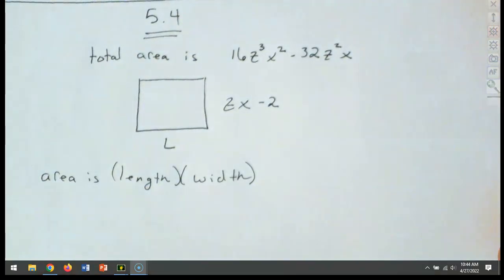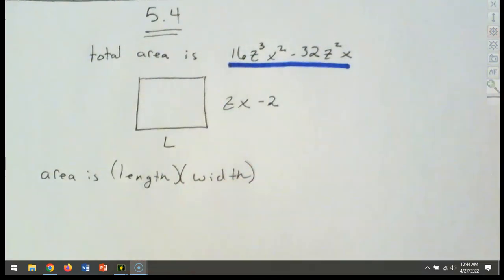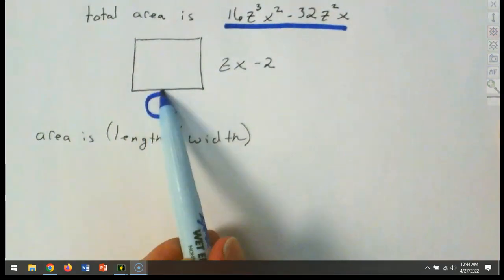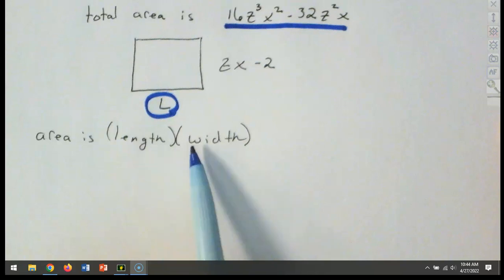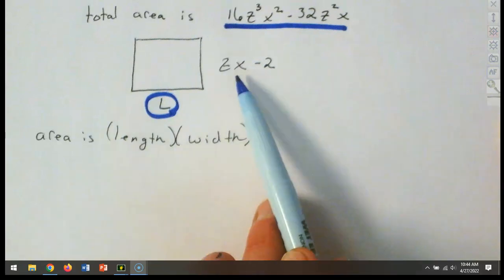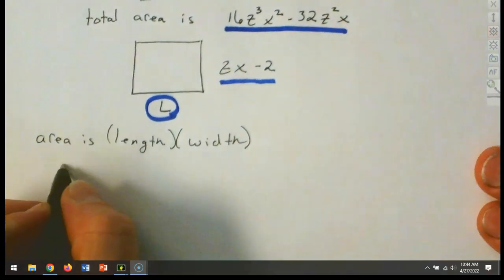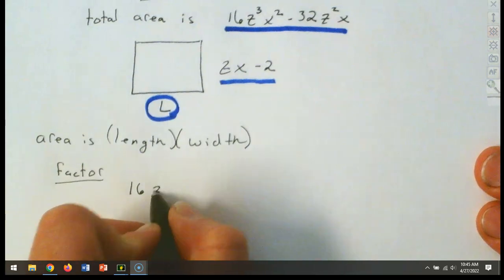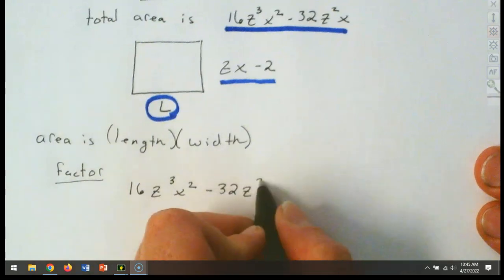Now, what we're going to try and do is take this total area that we have here. We're going to try to factor it, and then we're going to see what part this L matches up with. Because we want it to be two sets of parentheses. One's the length and one's the width. And one of them's already given here. So what we do is we factor that total area. So let's begin by factoring 16z cubed x squared minus 32z squared x.